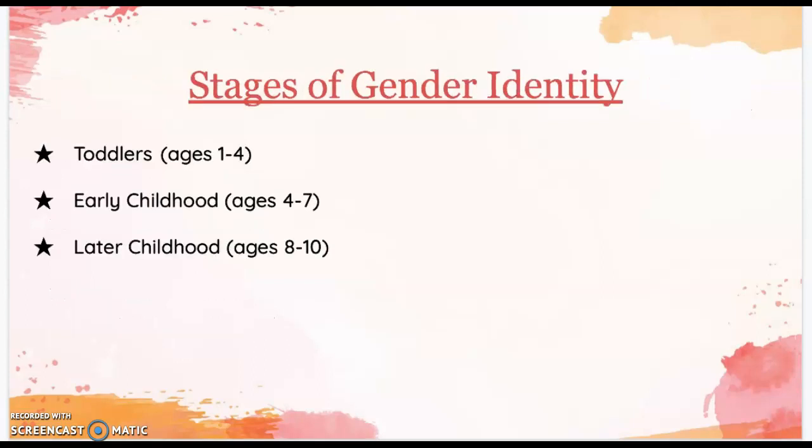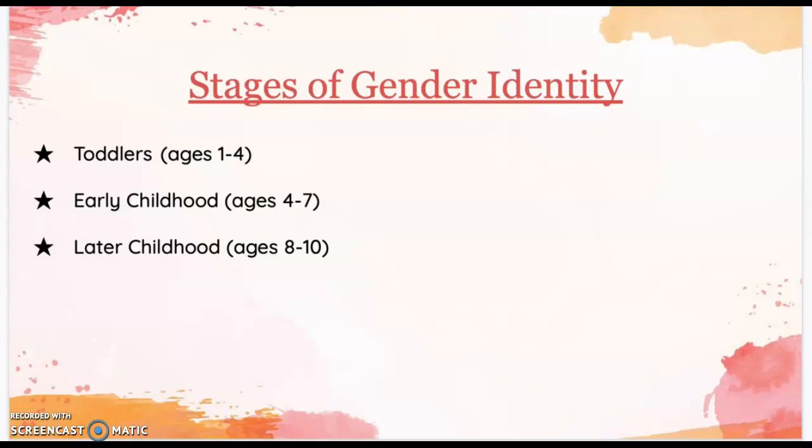So we'd like to also show you the stages of gender identity. And we discuss here 3 different stages. To begin, we have toddlers, and this involves children that are ages 1 through 4. When they're at this stage of gender identity, they really are fluid with their identity, so being a girl or boy doesn't matter much to children this age.